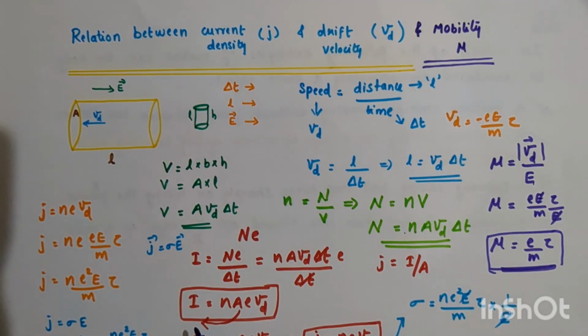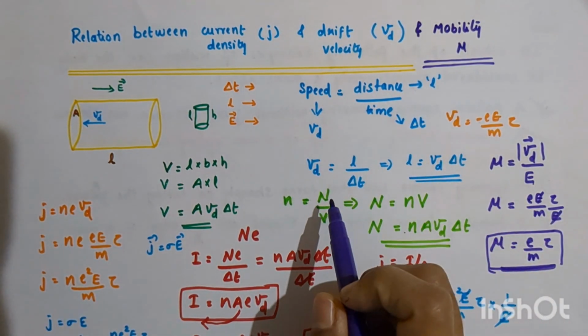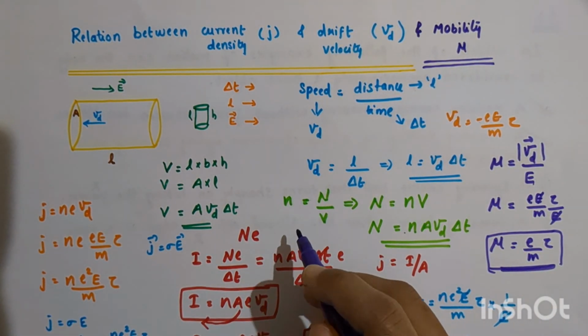So in this video, we have discussed the relation between current density J and the drift velocity Vd, and we have also discussed the mobility mu. I hope it is clear to you. Thank you.